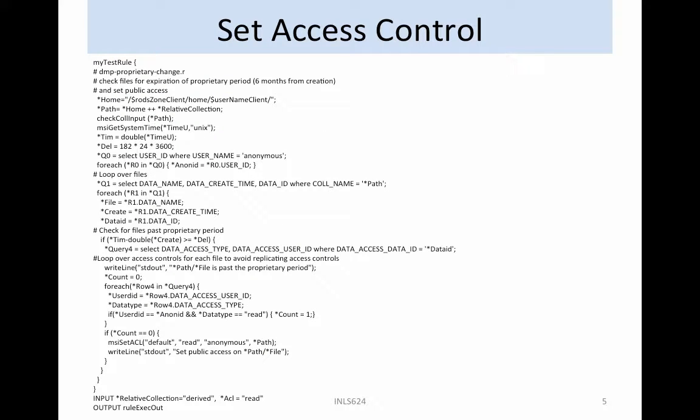A rule to set access control is shown here. The rule is available in lifelinezone/home/RWMore/rules/DMP-proprietary-change.r. The rule uses input parameters *coll to define a collection to check and *ACL to define the access permission to add. The rule checks the input collection name, gets the current time, and creates a query to list all of the files and their creation time in the collection. For each file, the rule checks that the retention period has been passed. If true, the access controls on the file are retrieved and searched for access by the anonymous account. If public access has not been provided, public access is granted.